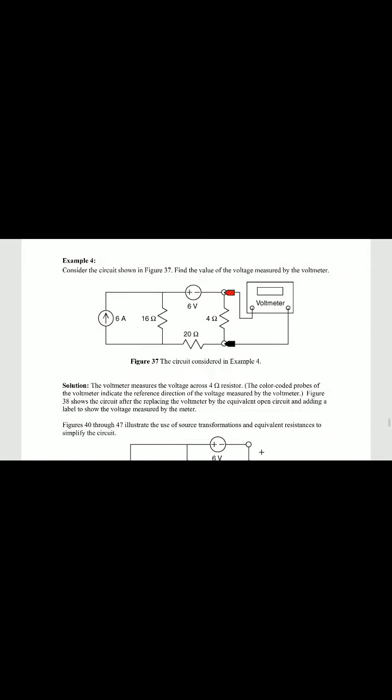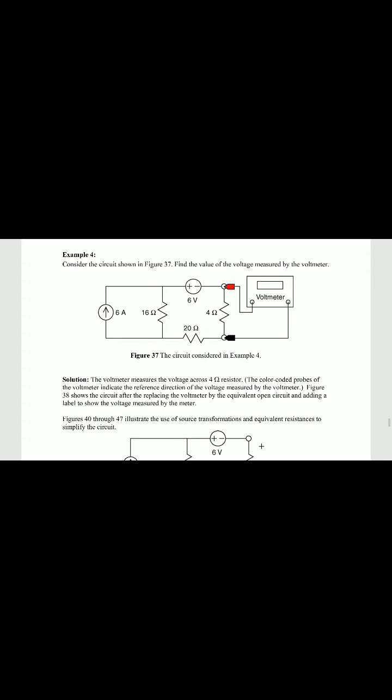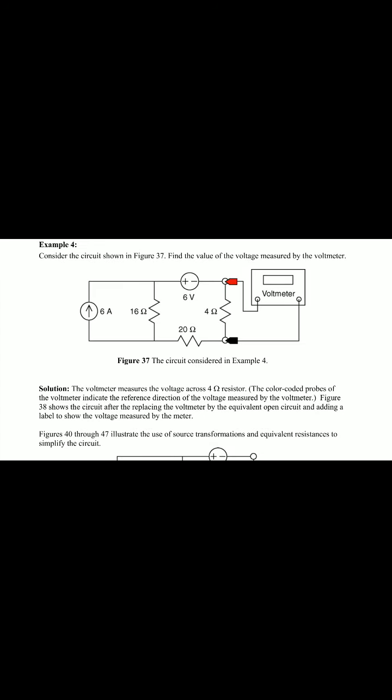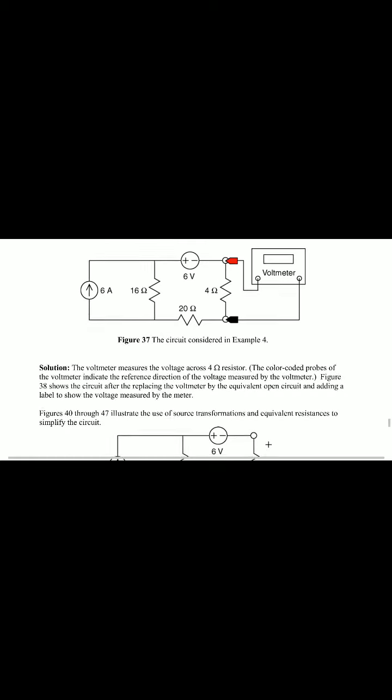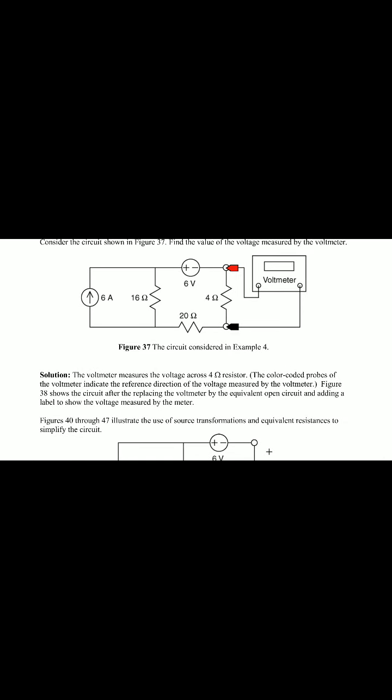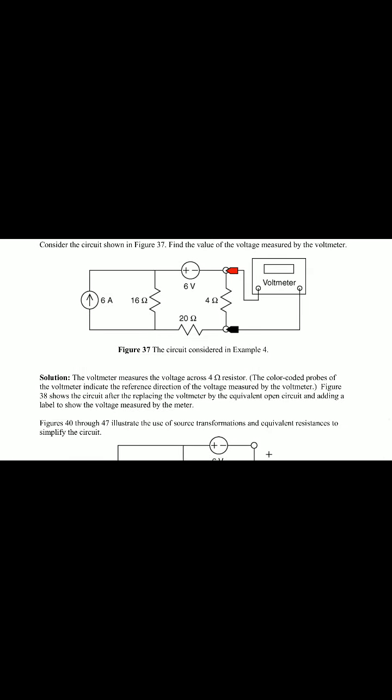Now let us go for another example. Consider the circuit shown in figure 37. Find the value of the voltage measured by the voltmeter, as it is somewhat different. In the circuit considered in example 4, the voltmeter is connected across the 4 ohms, 6 amps is the current source, and the 6 volts is the voltage source.